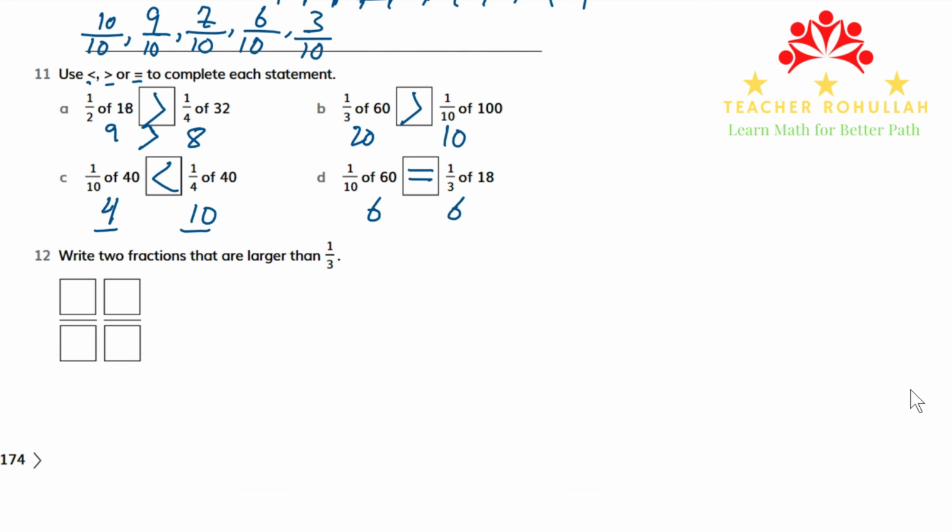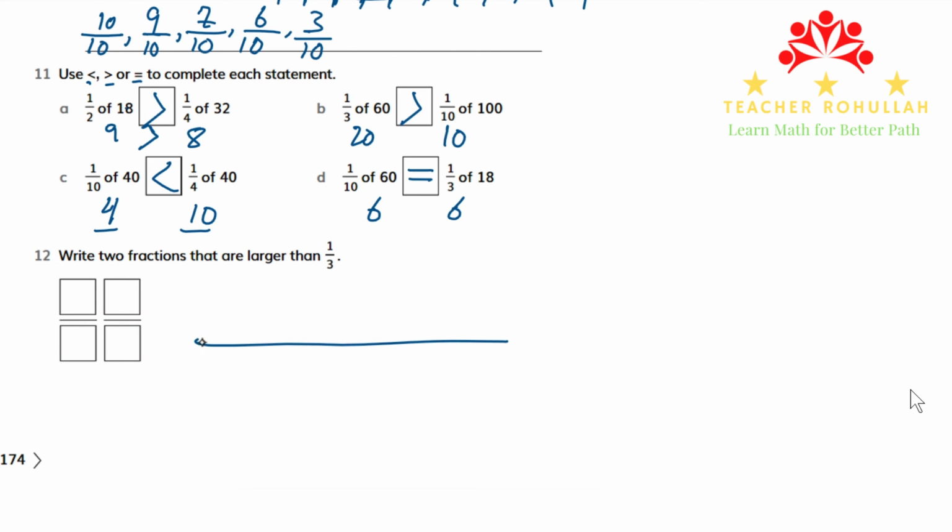Well, this one is also solved. Let me move to question 12. Question 12, which is the last question in this exercise, says, write two fractions that are larger than 1/3. Two fractions which are larger than 1/3.